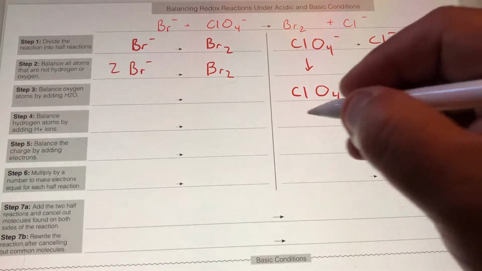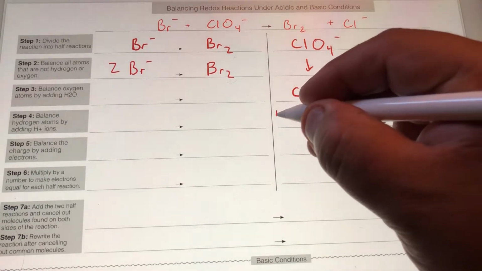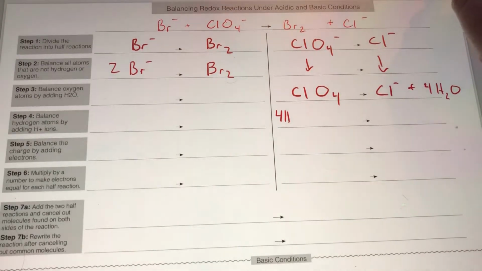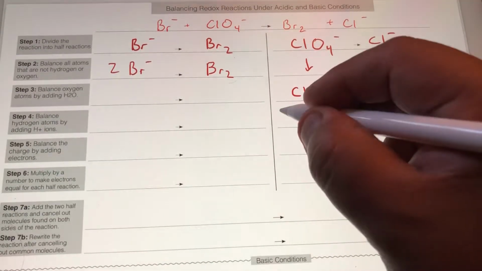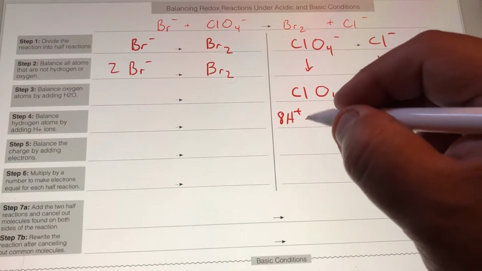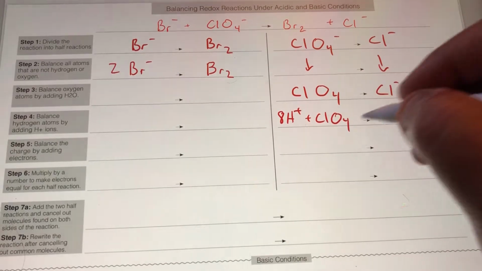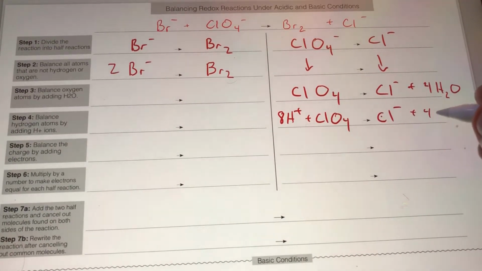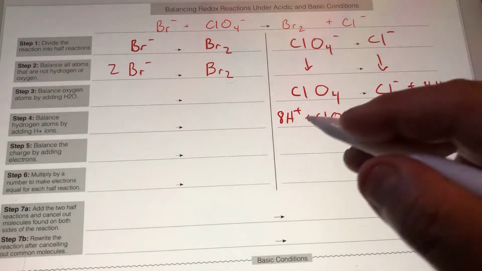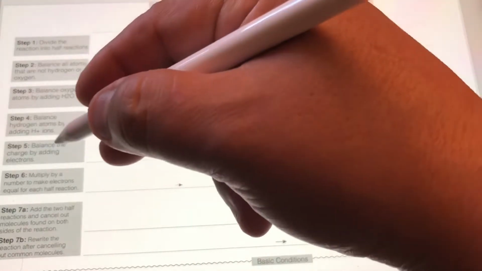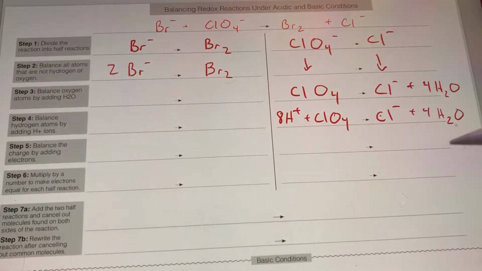So we'll add 8 hydrogens to the reactant side. And so now this half reaction is balanced. And then we balance the charges here by adding the electrons.